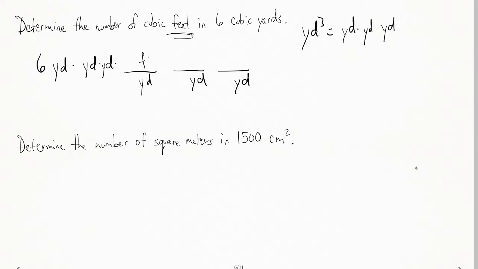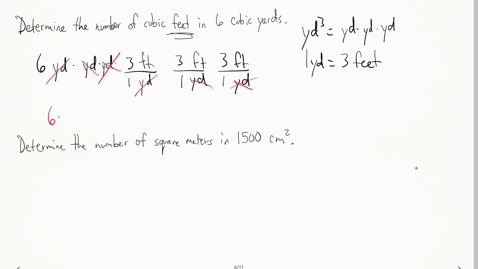If possible, maybe we can have something that goes feet, feet, and feet. Well, one thing we know is that 1 yard equals 3 feet. Okay, so that means if 1 yard equals 3 feet, we can put a 1 yard there, the 3 feet up there, put a 1 yard here and put a 3 feet there, and then we put a 1 yard here and we put a 3 feet there. Now notice what happens. Our yard right there will cancel off with that yard. This yard would cancel off with this yard, and then this last yard would cancel off with the last yard. So we're left with 6 times 3 times 3 times 3, and then we have feet times feet times feet.